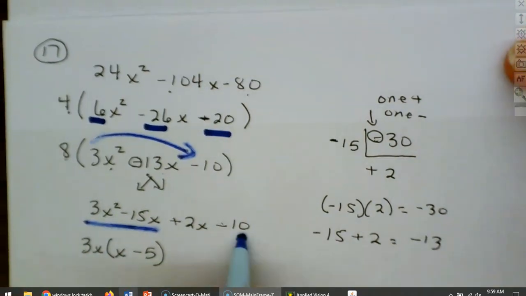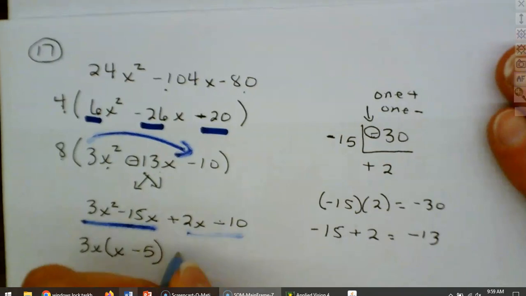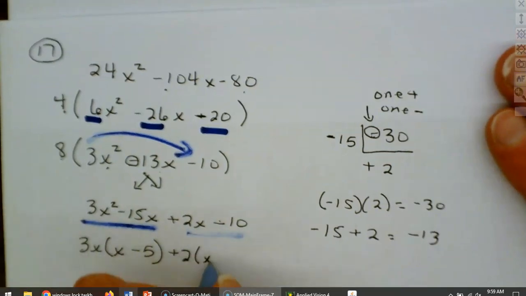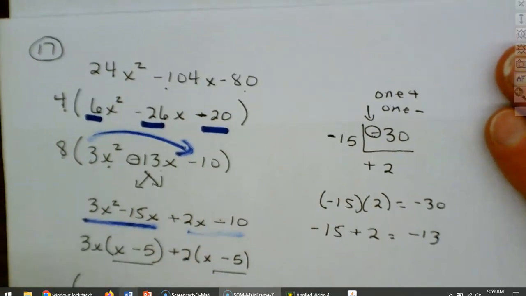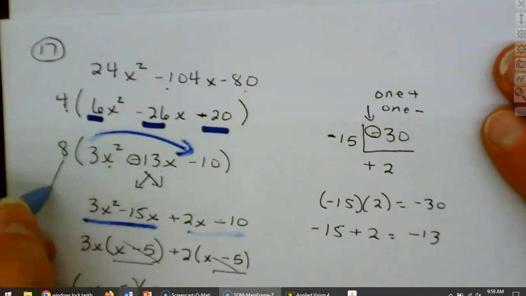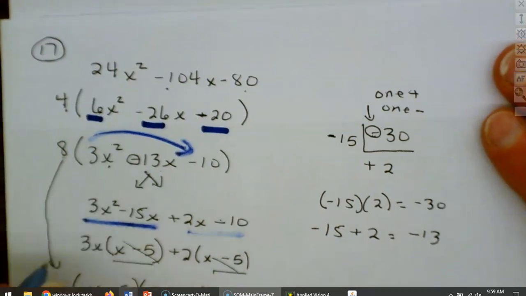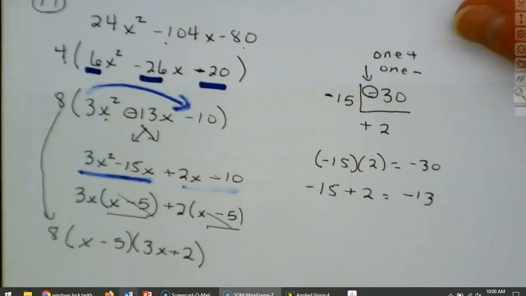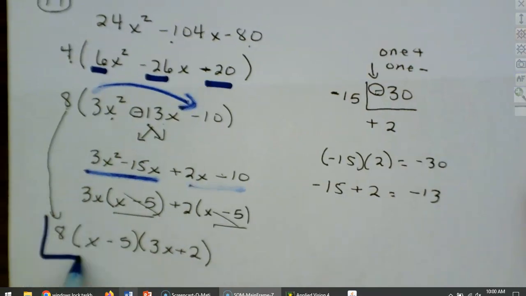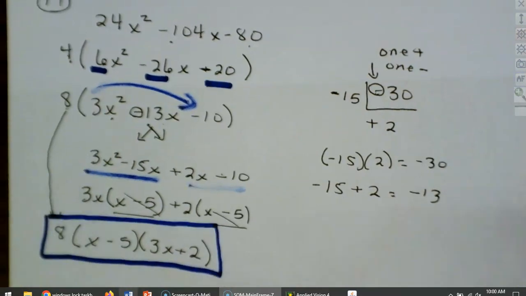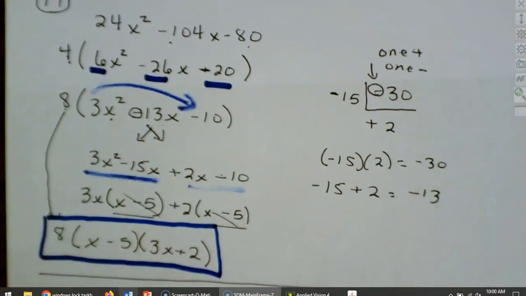Next two pieces, what can come out? 2. So that leaves you then with an x minus 5 as well. These are the same. So that leaves you then with an x minus 5, gone, gone. And 3x plus 2 is left over. And what's out in front of all of it? Don't forget to bring down your 8. Always be very careful about the signs because that makes a big difference.